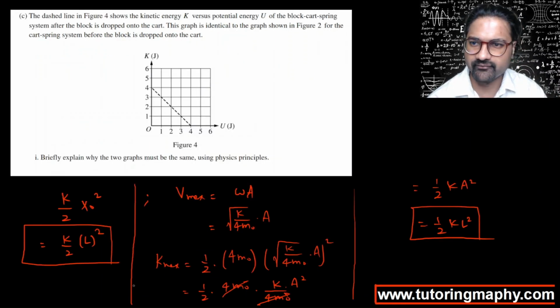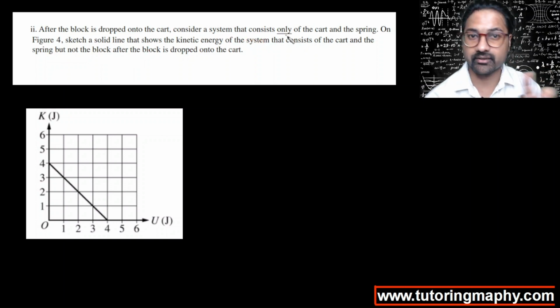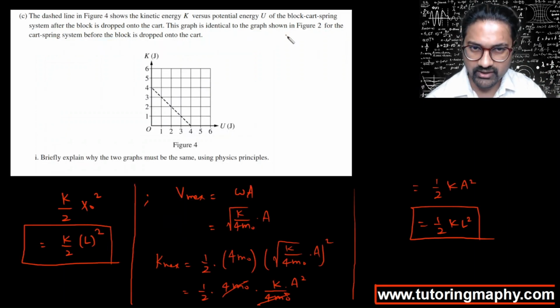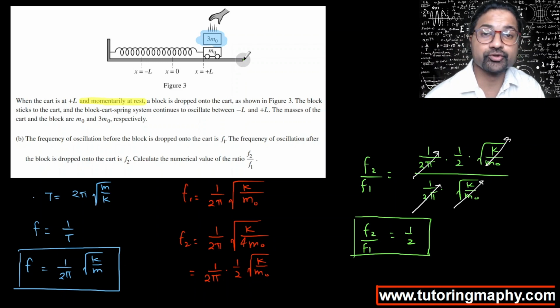This is part C, part 2. After the block is dropped onto the cart, consider a system that consists only of the cart and the spring. So not the block. If you are getting confused, a block is dropped. This is the block, right? This guy is the block. Let me highlight that with a different color. This guy is the block. So now they are asking us to ignore the block, right?